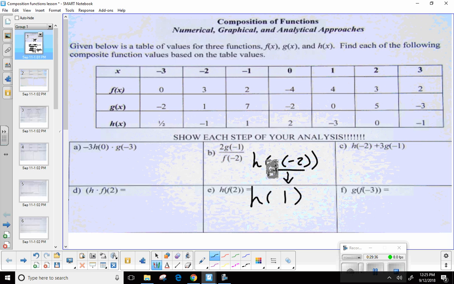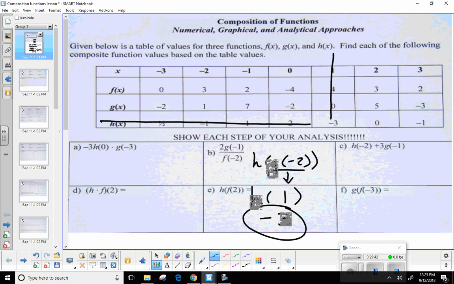Negative 3. Function h when x is 1. That's my answer. Anybody confused? How are we doing? Okay. You're doing good? Okay.